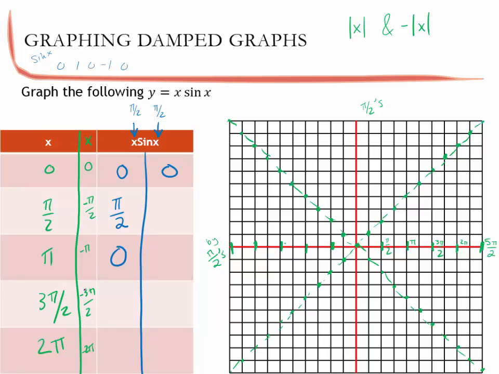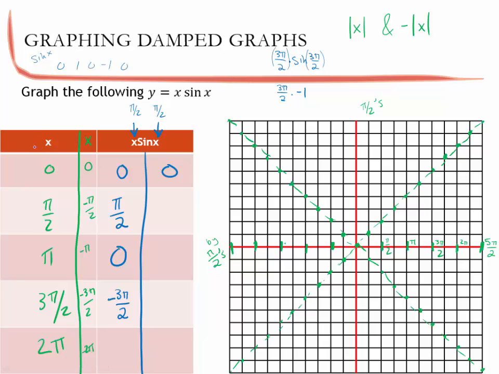Negative 1. Okay, so that's negative 1. But this is negative 1 times 3 pi over 2. So this is actually negative 3 pi over 2. So here's what I'm doing. I'm taking x and I'm plugging it in. So I get 3 pi over 2 times sine of 3 pi over 2. You see how I'm just plugging in that for x? Sine of 3 pi over 2 is negative 1. So we have 3 pi over 2 times negative 1. We get negative 3 pi over 2.